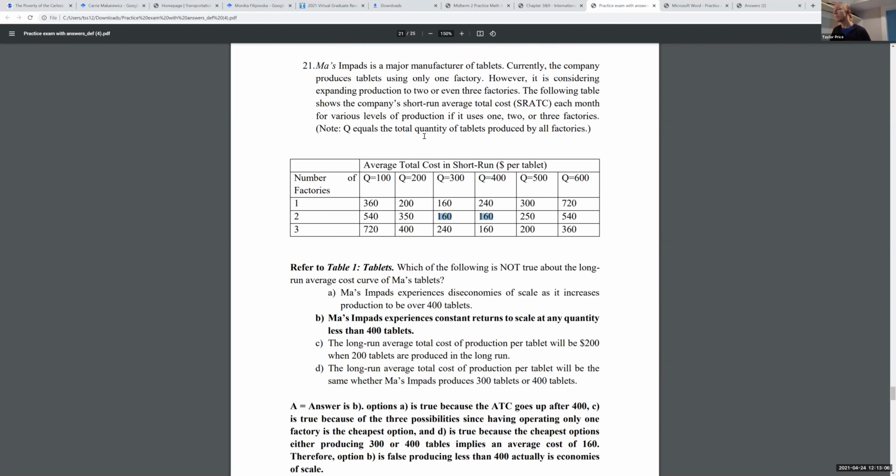Oh, okay. Yeah, so basically that's exactly correct. They're going to choose the lowest cost factory at each production level. Because for factory 1, the lowest is 100 and 200, and then it switches at 300 and 400, and then it switches again at 500. So basically they're just going to choose the appropriate factory size to get to the lowest total costs at each quantity. Okay, thank you.